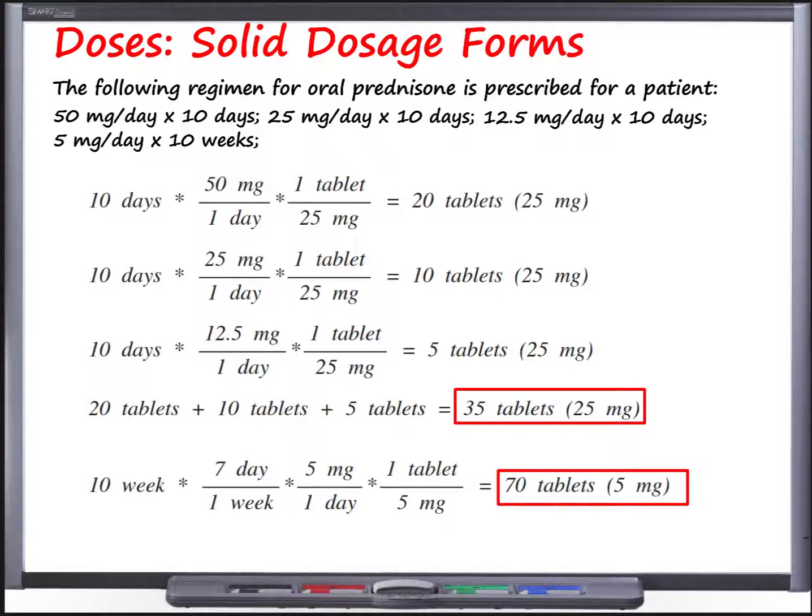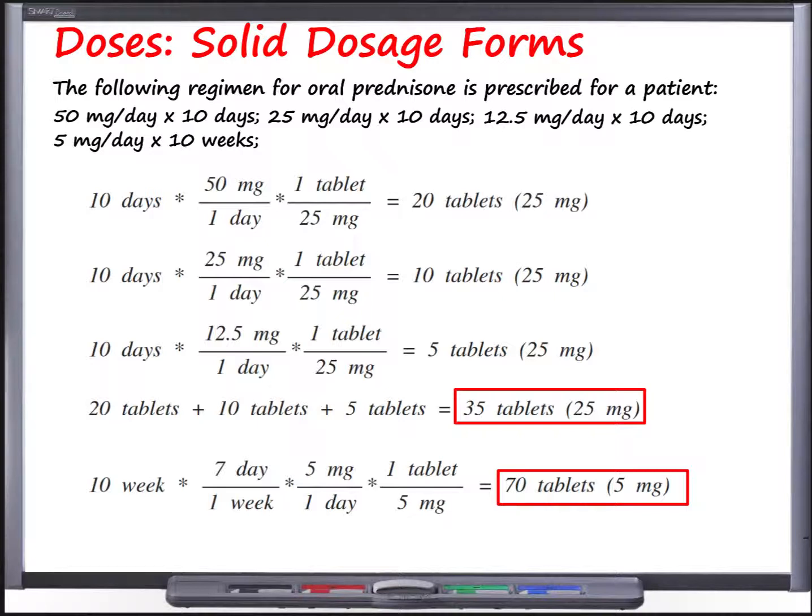Now weeks cancel and we're in days. Now we can proceed like we've done before and multiply that by the fact that we need 5 milligrams every day, so 5 milligrams over 1 day, and multiply that by the new strength of the tablet: in every 1 tablet, there are 5 milligrams.